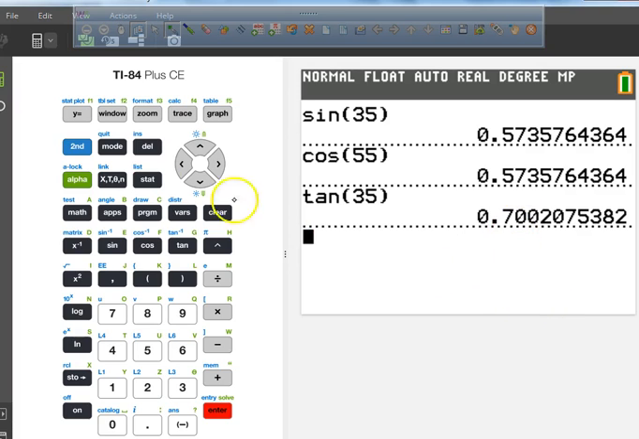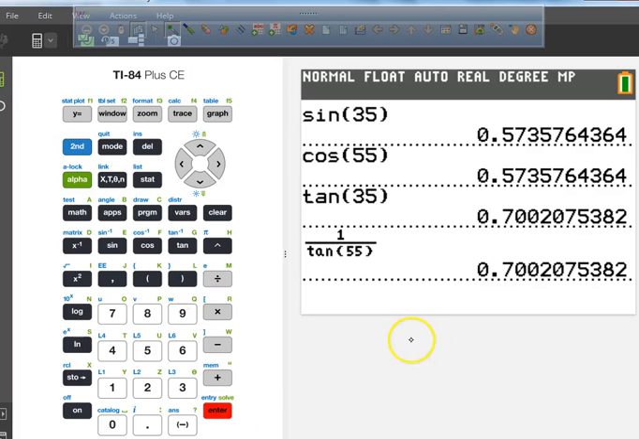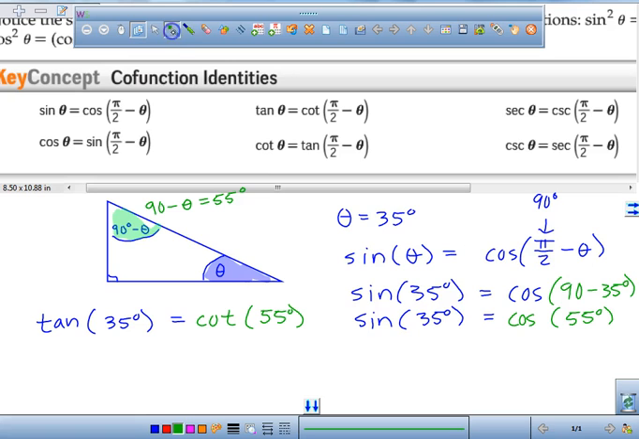How do we do cotangent? What if I did alpha, Y equals, enter. Then I put a 1 here. And underneath this I put a tangent. But I'm not going to type in 35. What am I going to type in? 55? I hope this is right. What are these called? They're called co-function identities. Okay, so this is what I'm telling you right here.